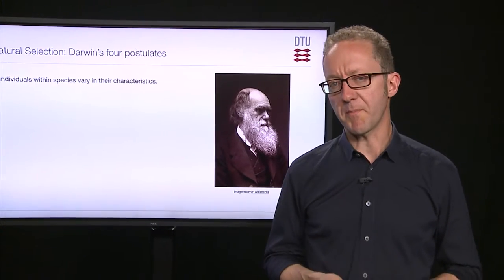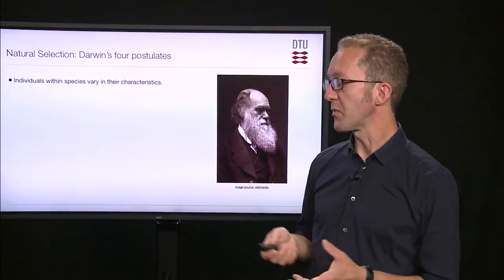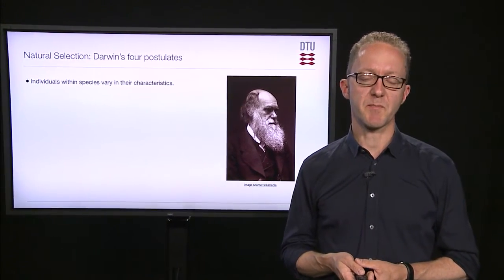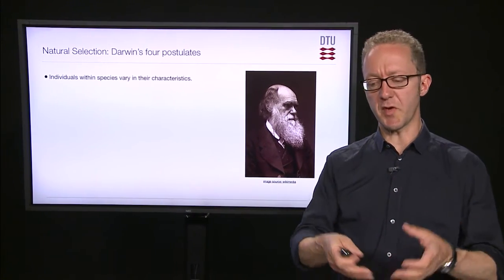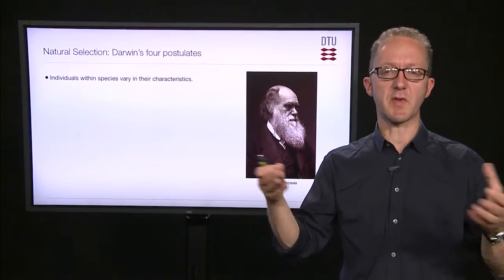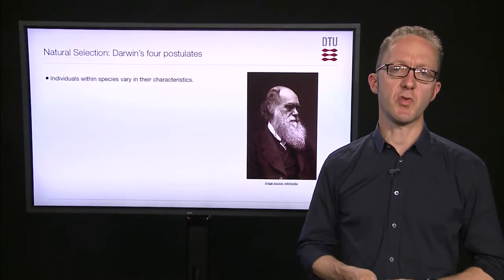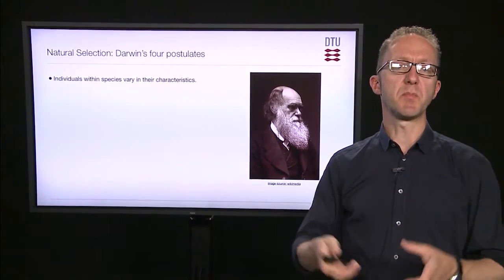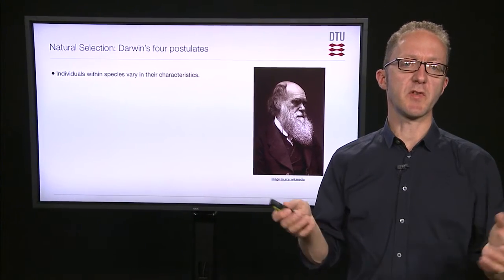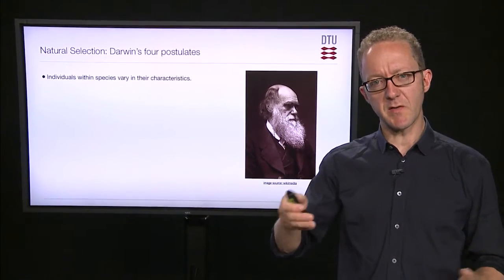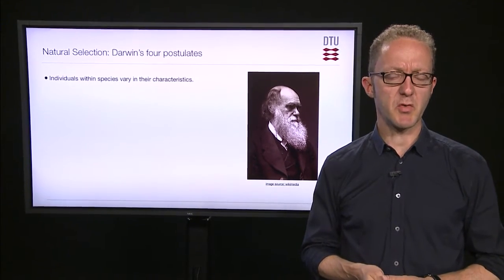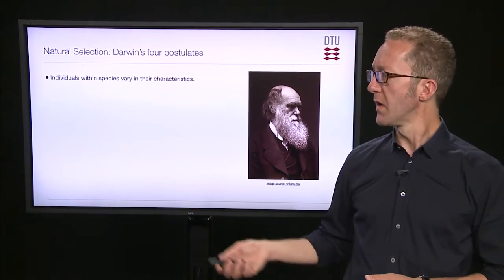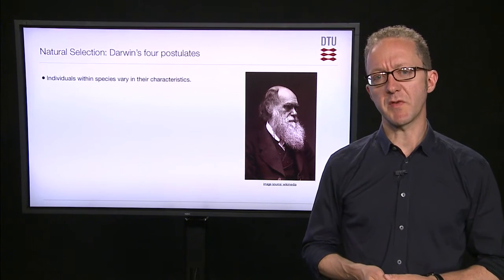So postulate number 1. Individuals within a species vary in their characteristics. This seems perhaps self-evidently to be true. If you have a population of birds or of cats or of horses or whatever, then they won't be exactly alike. There will be differences in coloration and in size and in muscular strength and in beak size if you're looking at birds maybe, etc., etc. So postulate number 1 seems to be self-evidently true.